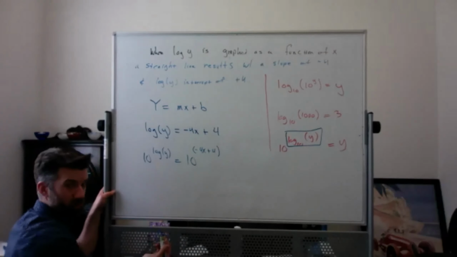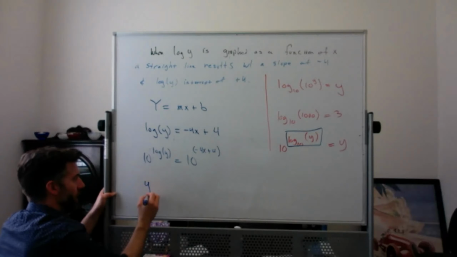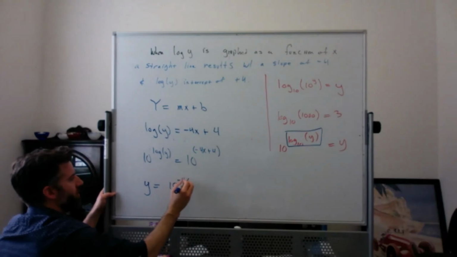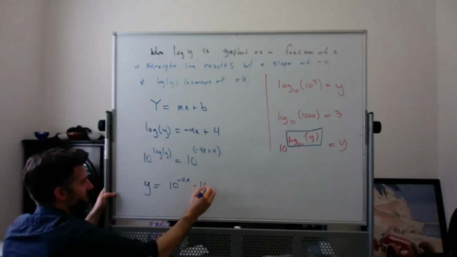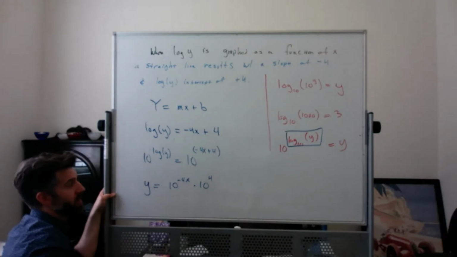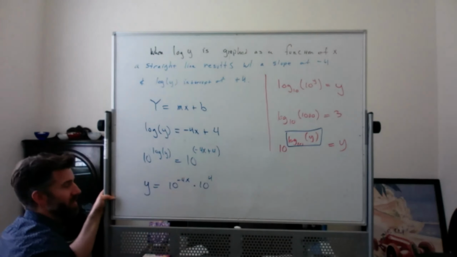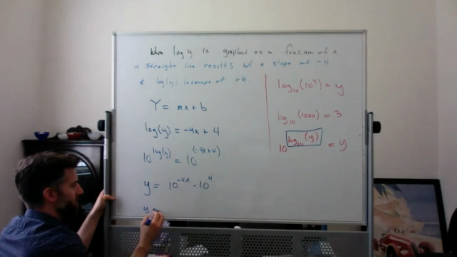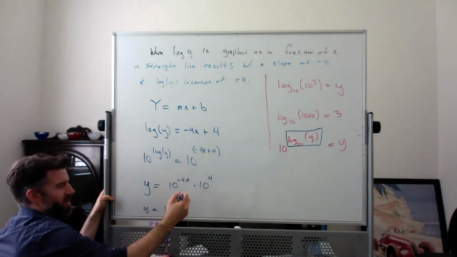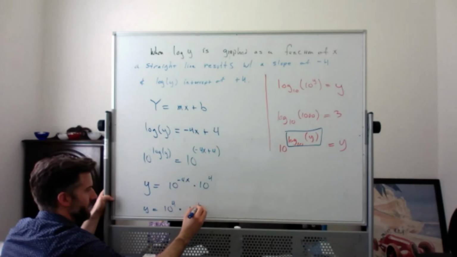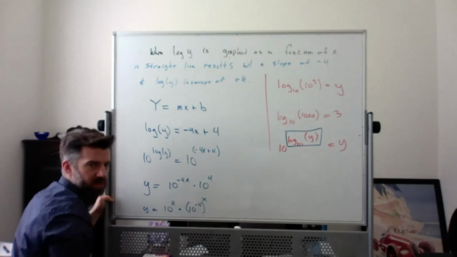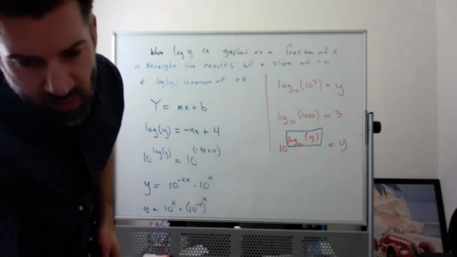10 to the log base 10 of y is just y. And that's equal to, I'm going to break this up as 10 to the negative 4x times 10 to the 4th, just using the additive law of exponents there. And then here's how we usually end up rewriting this. I'm going to write this as y equal to 10 to the 4th first, times 10 to the negative 4th to the x power. That is usually the way this ends up getting written.